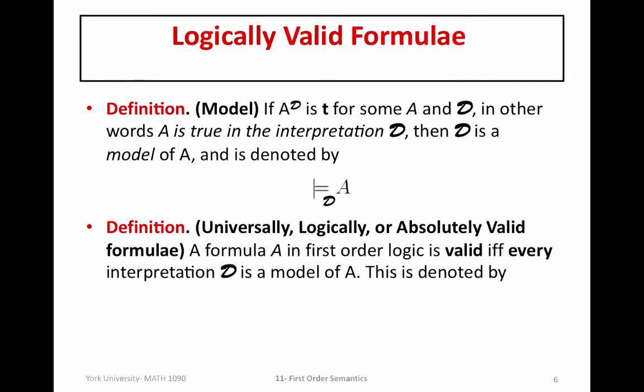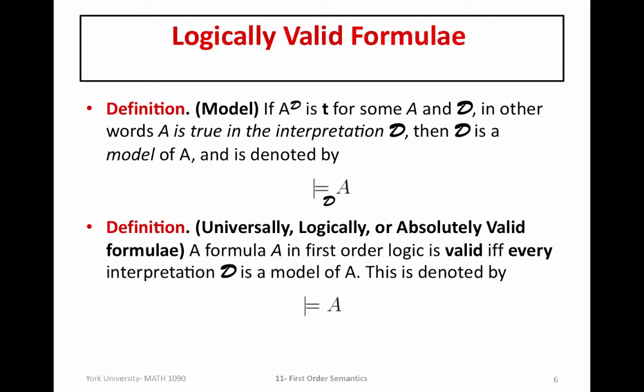In addition, a formula A in first-order logic is said to be valid, either universally, logically, or absolutely valid, if and only if every interpretation D is a model of A. So this means if every interpretation makes A true, then A is defined to be logically valid. And we denote this simply by models A. Instead of specifying the interpretation, we know that every interpretation makes A true, and so A is logically valid.